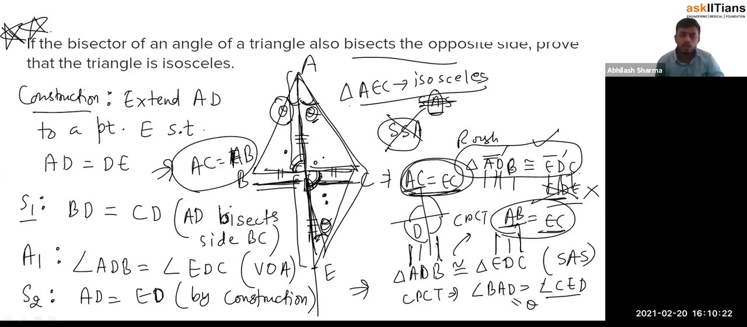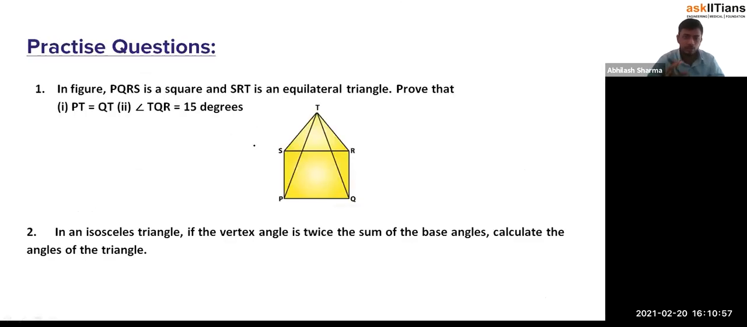Okay, because using Euclid's axiom, if two things are equal to the same thing, then they are also equal to each other, right? So AC will also be equal to AB. And since AC and AB are equal, we can conclude that the triangle ABC is isosceles because it has a pair of equal sides. Okay, so no doubt a very good question, and many a time students incorrectly apply SAS or SSA, which is not the correct way to solve it. So I hope you were able to understand this very properly.